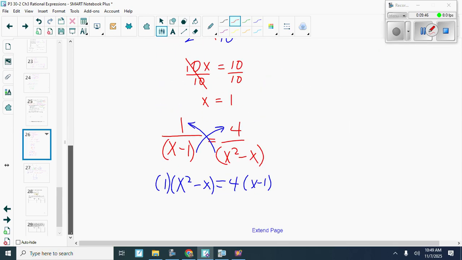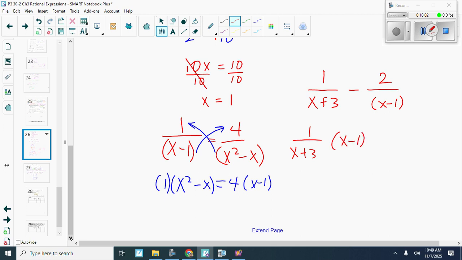Here's what I'm talking about. Let's say you had 1 over x plus 3 minus 2 over x minus 1. I've seen some people kind of doing 1 over x plus 3, and there's an x minus 1 with this one, and then there's x plus 3 with this one, and you're not writing it twice. You have to, because this is not equivalent.